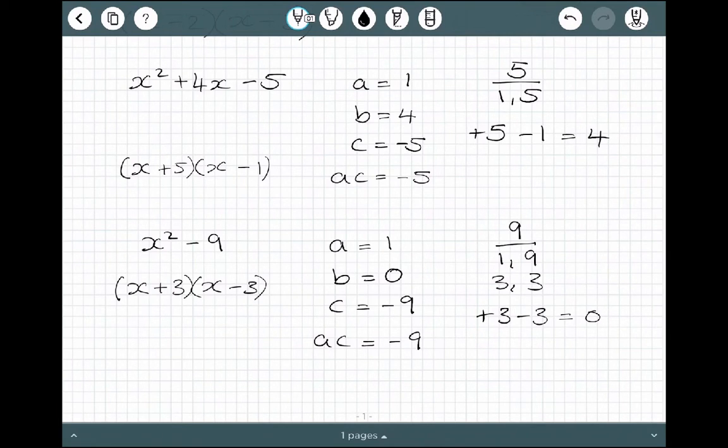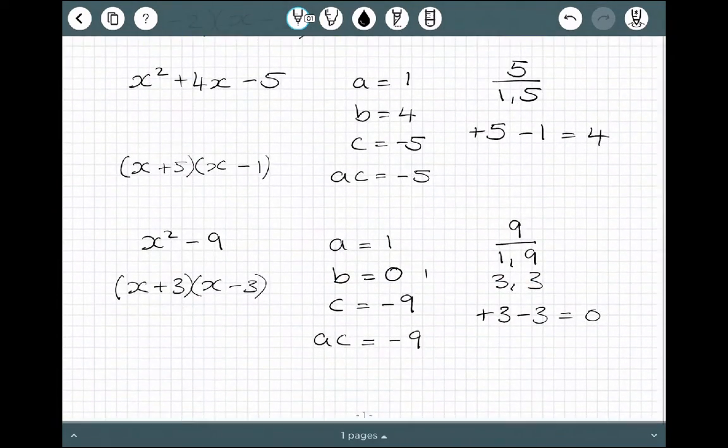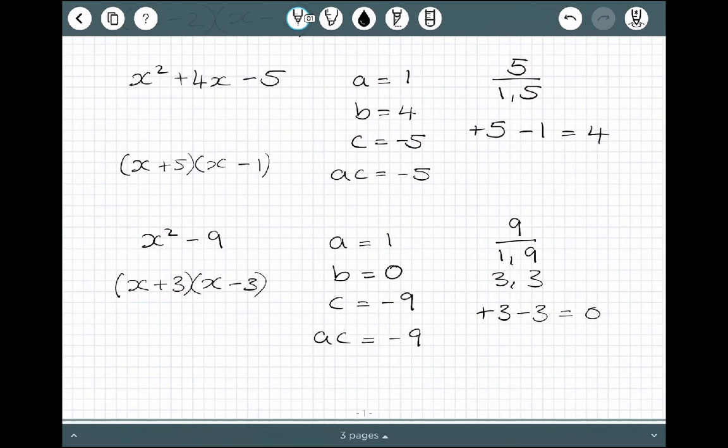Okay, so we're going to stop there. This is how to factorize a quadratic using a is equal to 1.